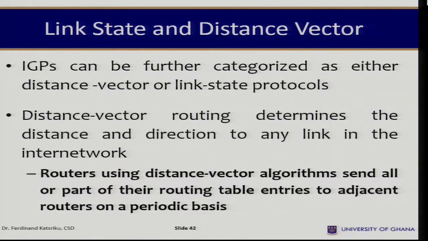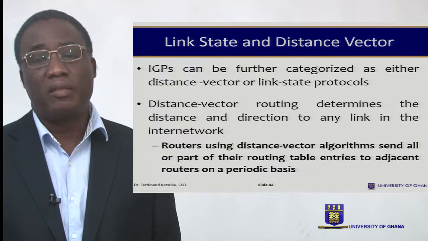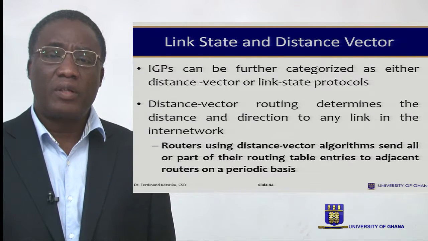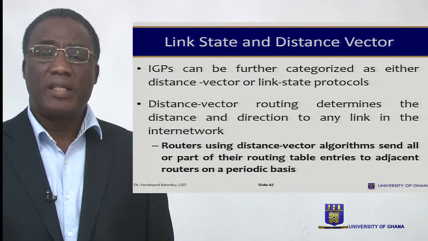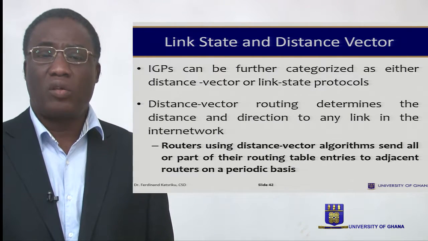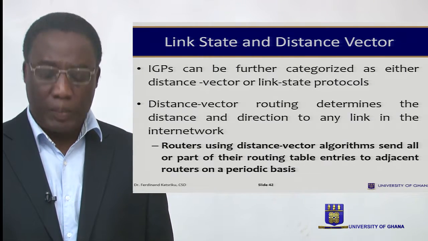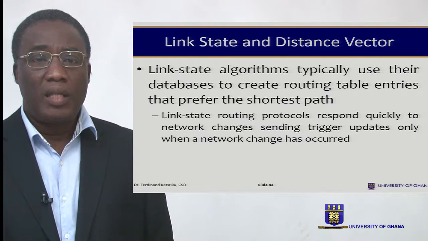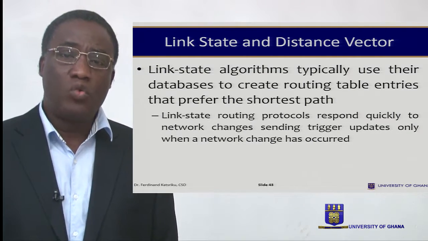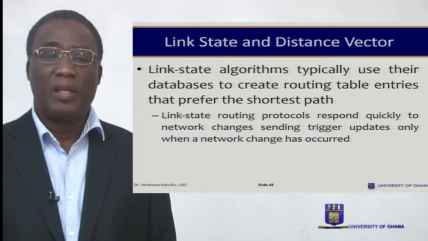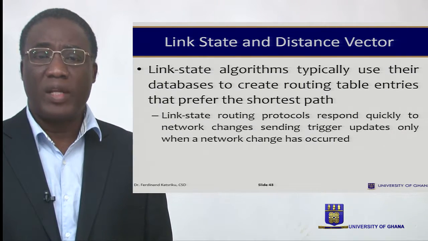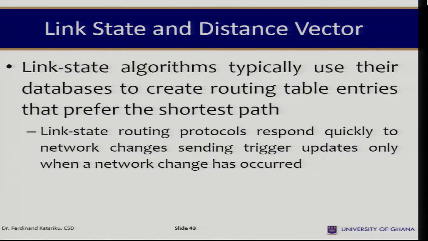Now, let's talk about link state and distance vector. The IGPs can be further categorized as either distance vector or link state protocols. The distance vector routing determines the distance and the direction to any link in the network. Routers using the distance vector algorithm send all or part of their routing table entries to adjacent routers on a periodic basis. In the link state algorithms, they typically would use their databases to create routing table entries that prefer the shortest path. The link state routing protocols respond quickly to network changes, sending triggered updates only when a network change has occurred.